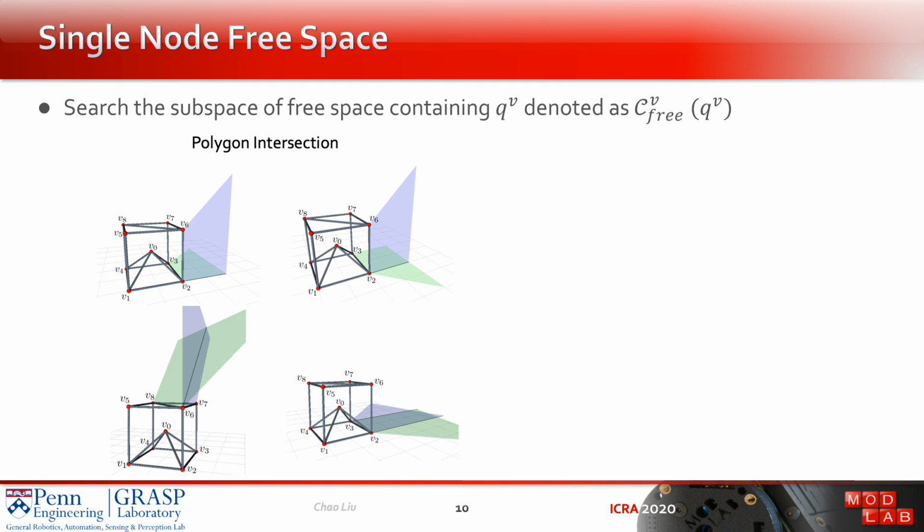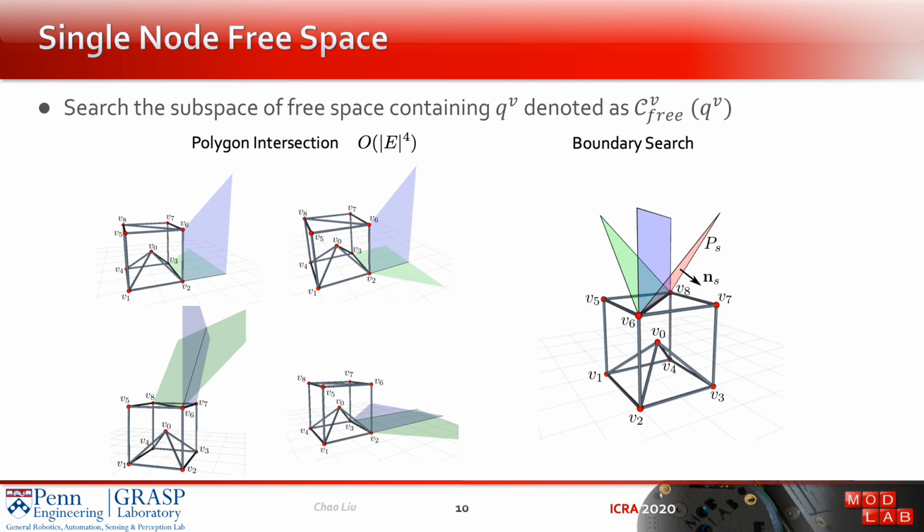We have to check every pair of polygons, so this process costs quadratic time complexity in terms of the number of polygons, namely the 4th order of the number of members. Then, we can run a boundary search algorithm to find the boundary of the free space containing the node. This algorithm starts from the polygon that is closest to the node, which is the red one PS here.